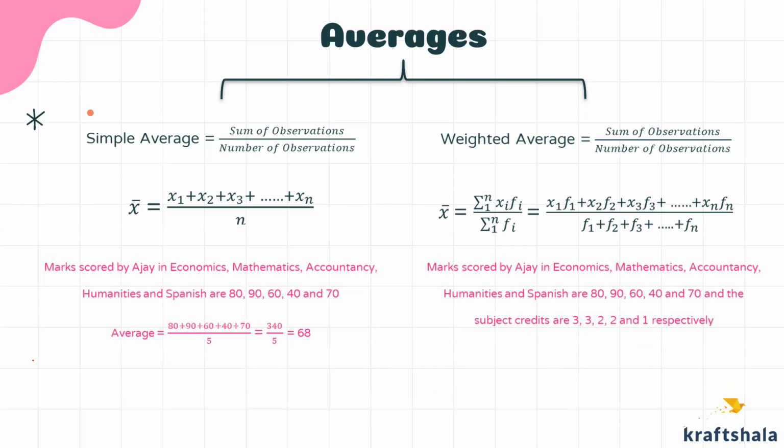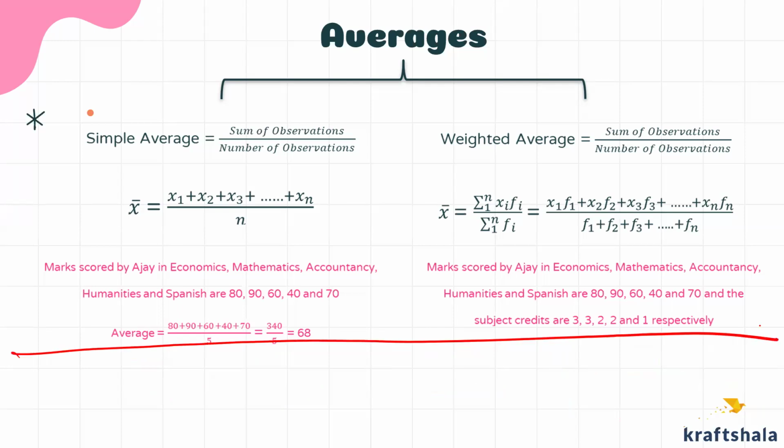Let's take one more example. Let's say there are five people with different amounts of money. Suppose the first person has rupees 5, the second person has rupees 7, the third person has rupees 9, the fourth has rupees 11, and the fifth person has rupees 13. We have to find the average.